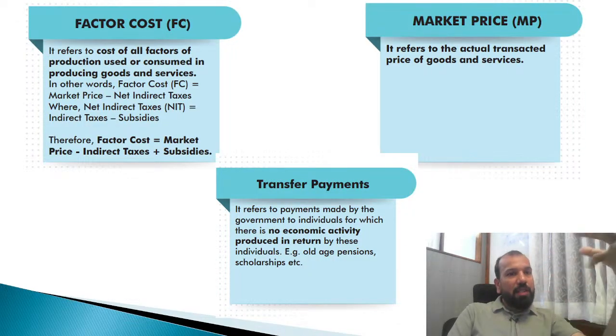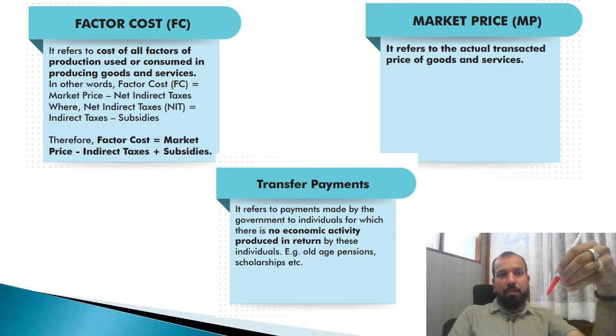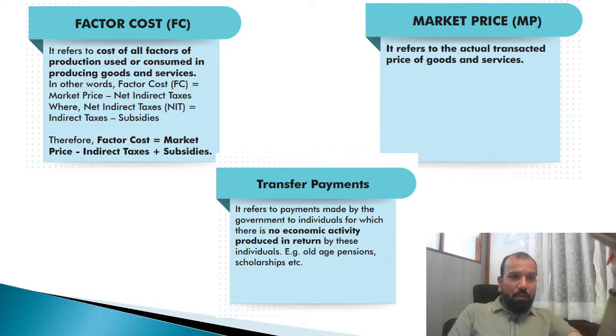So GDP at factor cost, what is the meaning of the factor cost? Factor cost is all about, suppose you are the manufacturer of this particular pen, whatever the cost incurred to produce the pen, that is called factor cost. So you just need to find out the factor cost from the market price.